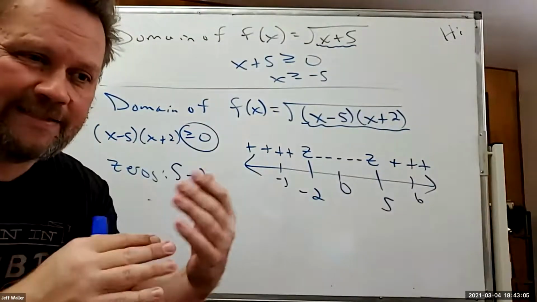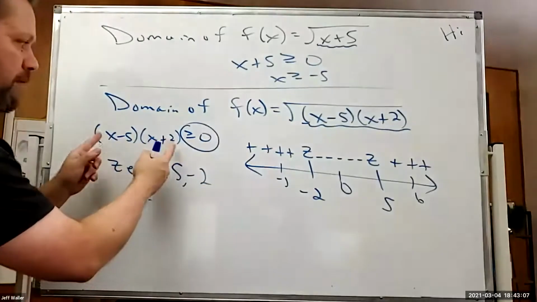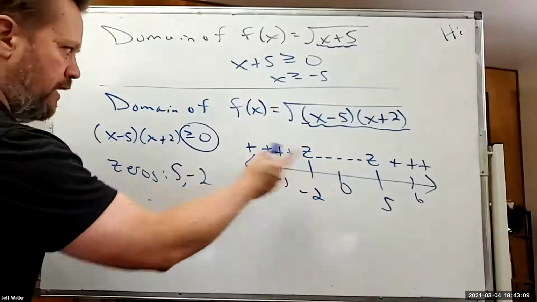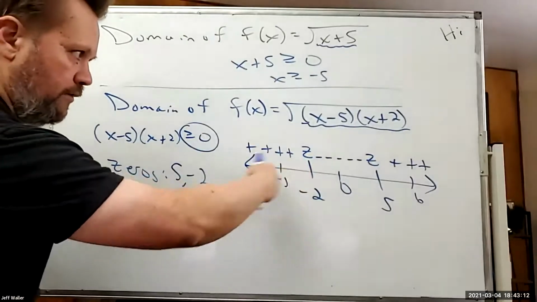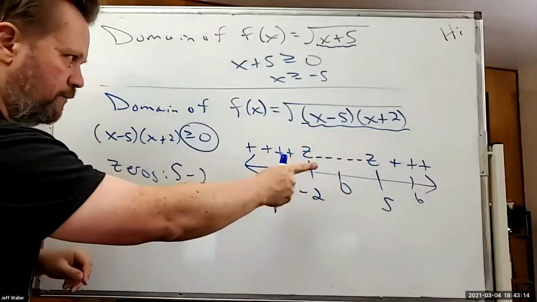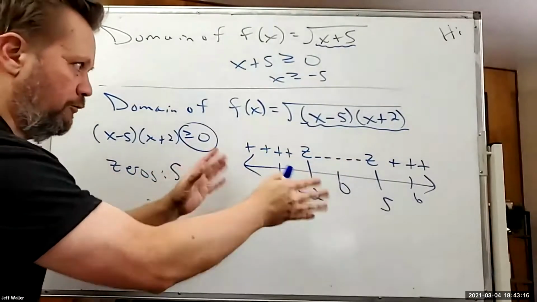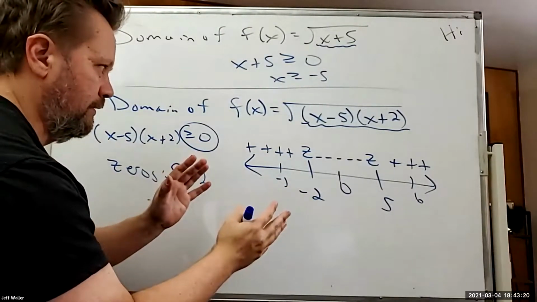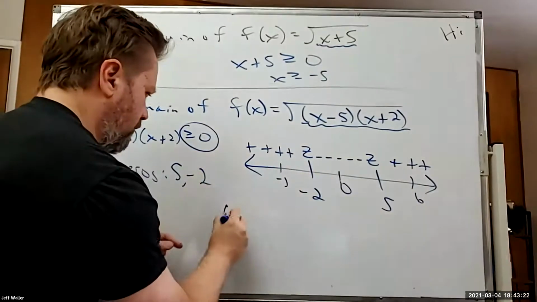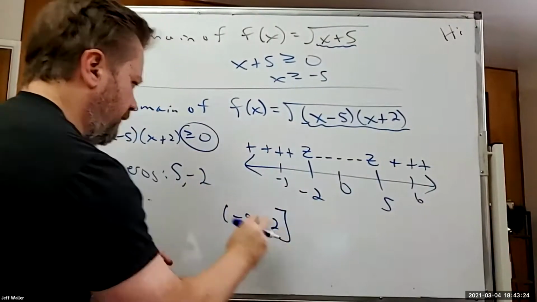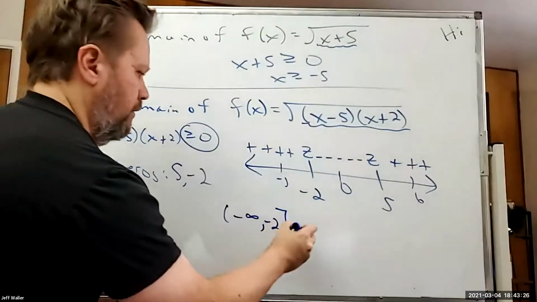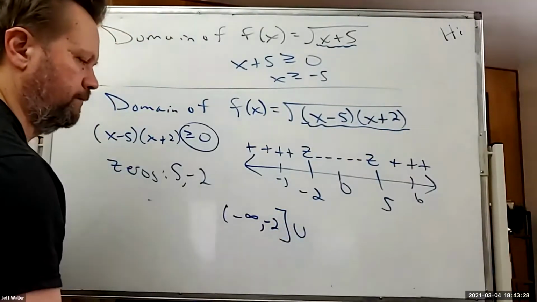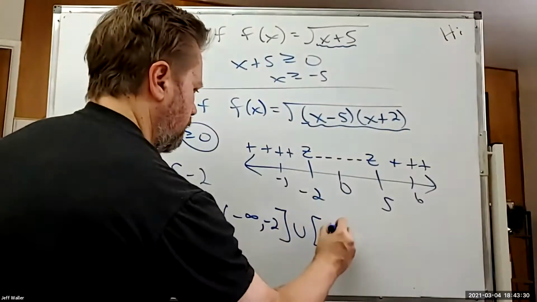If I relate it to 0, now the question is, I want this to be positive. Can you tell me where the answer is now? When is this positive? We see everything. When is this positive or 0? What intervals? Negative infinity to negative 2. I include negative 2 because I allow it to equal. And 5 to infinity.